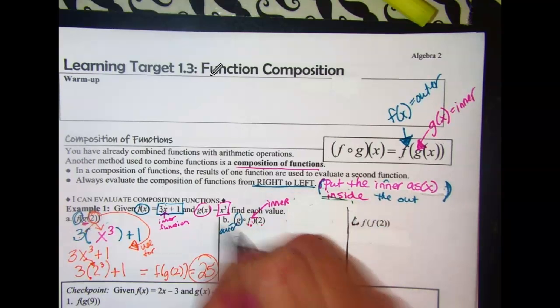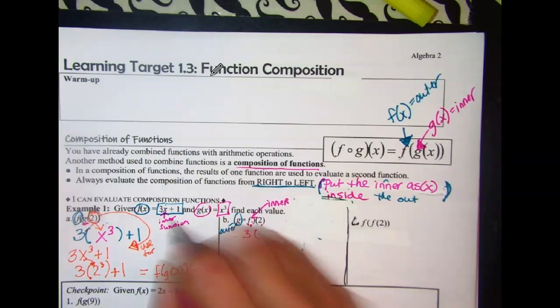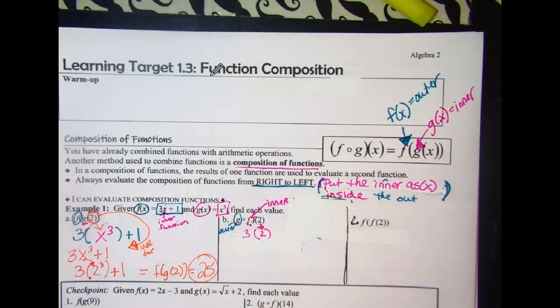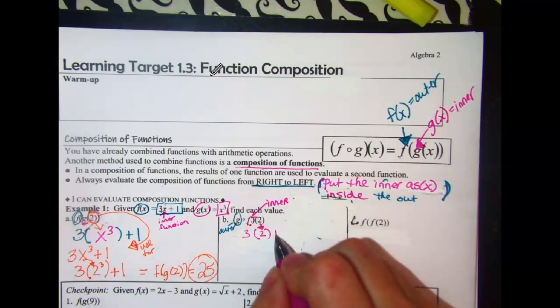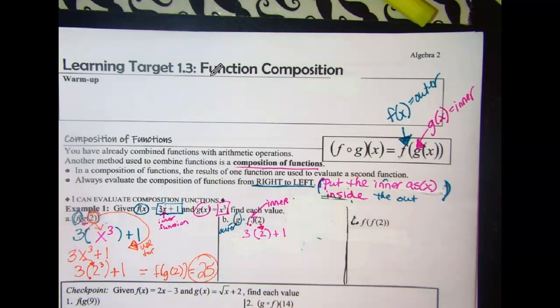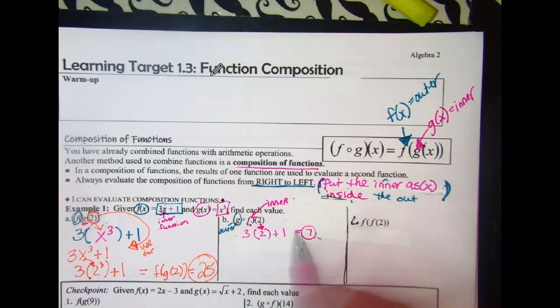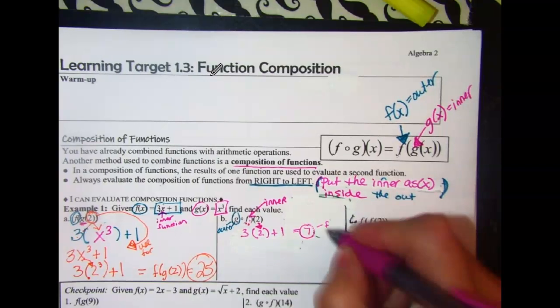Okay, so f of x is 3 times x, which we're saying is 2, and then plus 1. So what I end up with is the number 7. That's what I got for f. I'll just put that off to the side here.